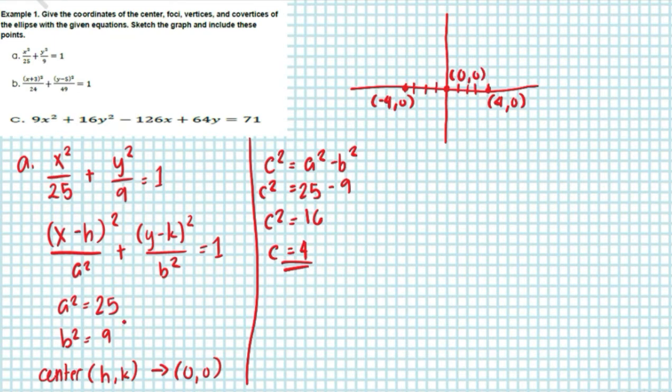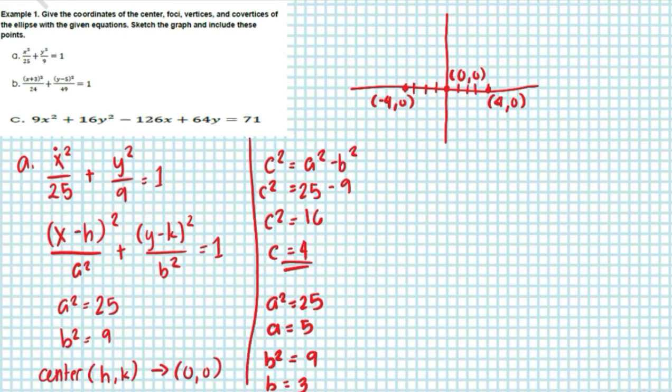Next, our a squared. Yung mas malaking value will be our value ng ating semi-major axis. So, a squared is equal to 25, therefore a is equal to 5. Kunin na rin natin yung ating semi-minor axis. B squared is equal to 9, therefore b is equal to 3. So, those all will be yung distance from the center.